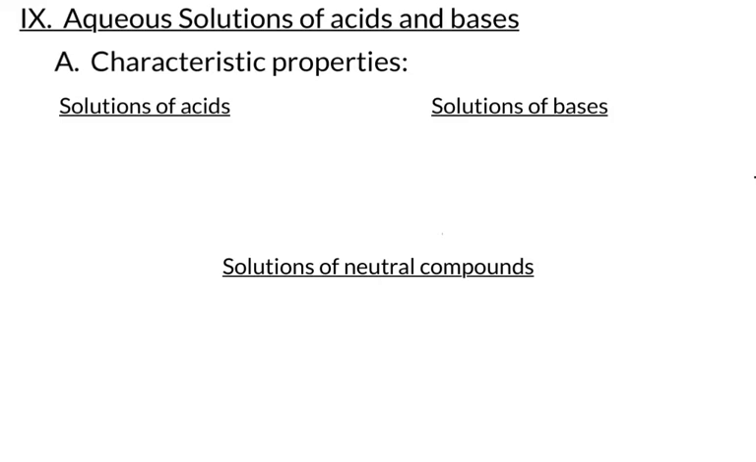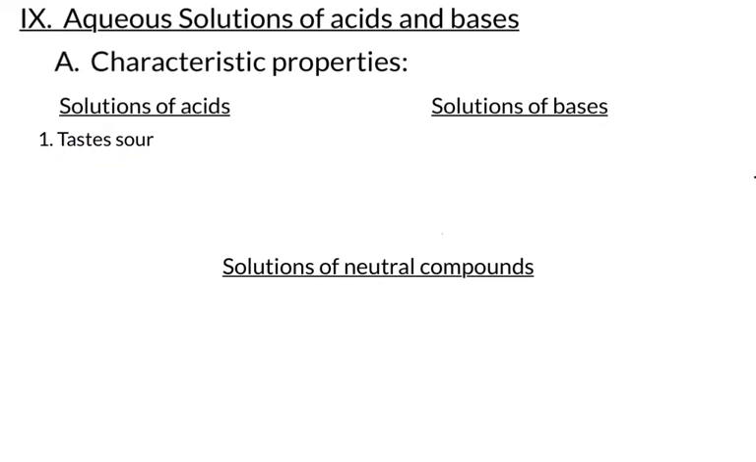The first characteristic property we're going to look at is taste. Of course, taste cannot be done in lab because you should never taste anything in the laboratory course. But at home, you can decide if something's acidic, basic, or neutral dependent upon its taste. You'll see that solutions of acids taste sour.